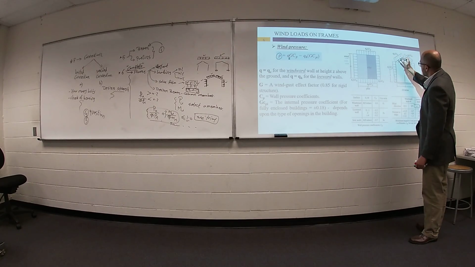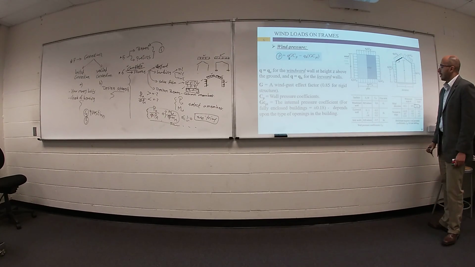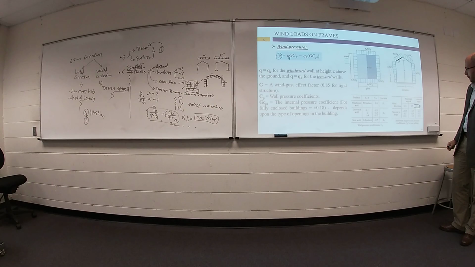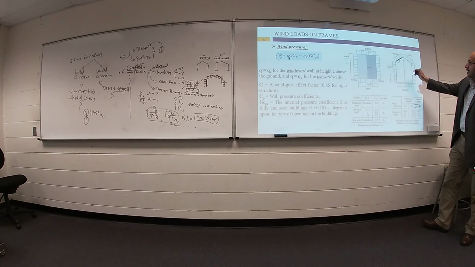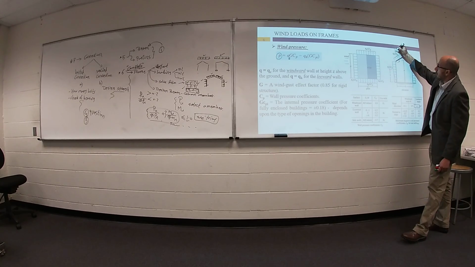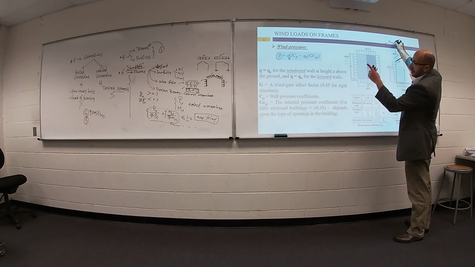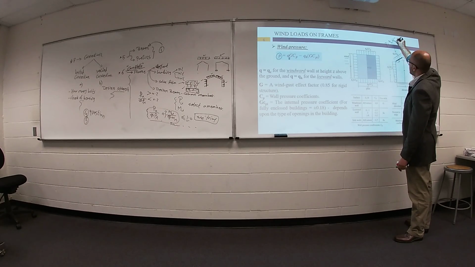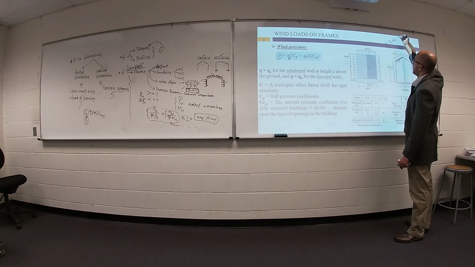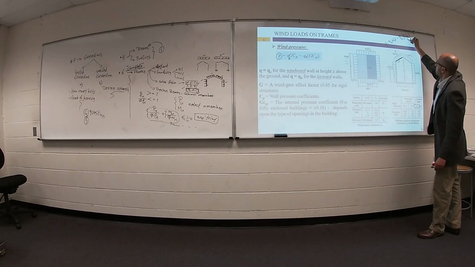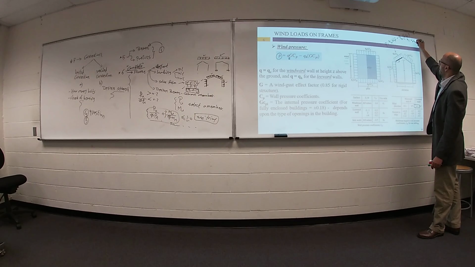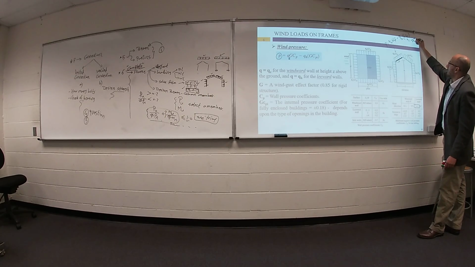For this side, which is called what? Windward roof. This one, your pressure will be QH GCB minus QH GCBR. Remember, this value is a constant value, plus or minus 0.18.